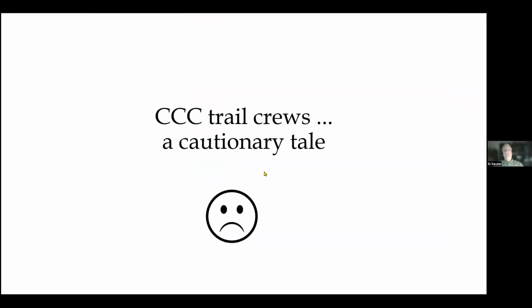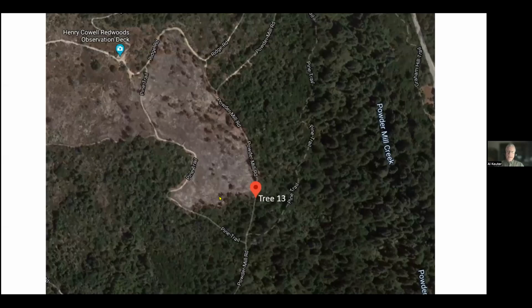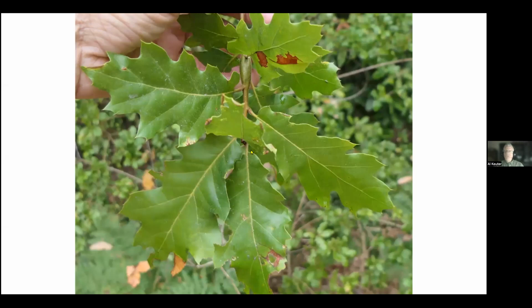Okay, so with CCC trail crews apparently active out at Henry Cowell again this year, as they often are, I have a cautionary tale to share. So tree 13, my tree 13, I number trees at all the sites where I work and study, and I shouldn't have, I should skip 13 just like they do the 13th floor and 13th row in some airlines, but I didn't know it would turn out the way it did. But this is on Powder Mill Road at the southeast corner of this older prescribed burn. And tree 13, gorgeous, beautiful.